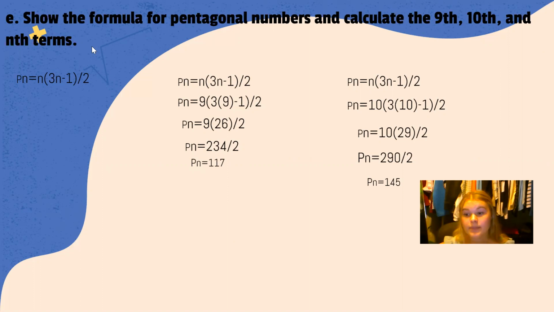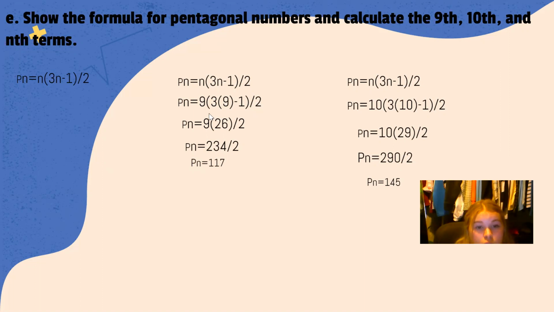So we would replace whatever number we are trying to calculate for a pentagonal number. We are going to replace the n with that number. So if we were trying to find the 12th pentagonal number, we would replace n with 12. But in this case, we are trying to find the 9th pentagonal number first. So it's set out in this equation here. We are starting with our pentagonal number equation, and we are plugging in 9 for that n. So 9 times 3 times 9 minus 1, divided by 2.